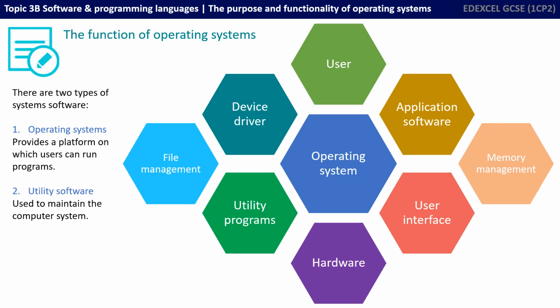So in summary, there are two main types or categories of system software. There's the operating system that we've been mainly talking about here, and that provides a platform on which users can run programs. And then there's utility system software, software used to maintain the computer system.